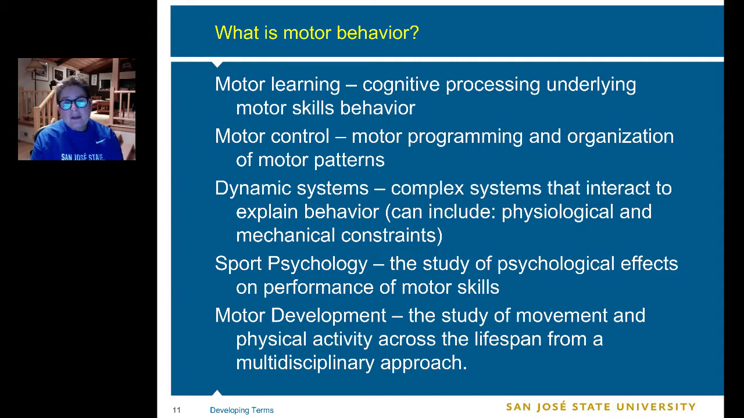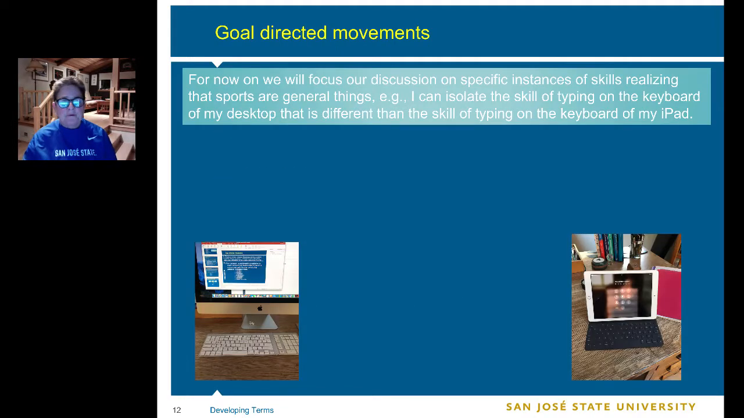The area of sports psychology really grew out of early motor learning. It was the early motor learners who actually looked at the area of sports psychology and developed the early research that was published in this area. And motor development, we've discussed to a certain degree, is looking across the lifespan. If you're interested in doing that across many different disciplines, motor development is a great area of study that takes an interdisciplinary approach.